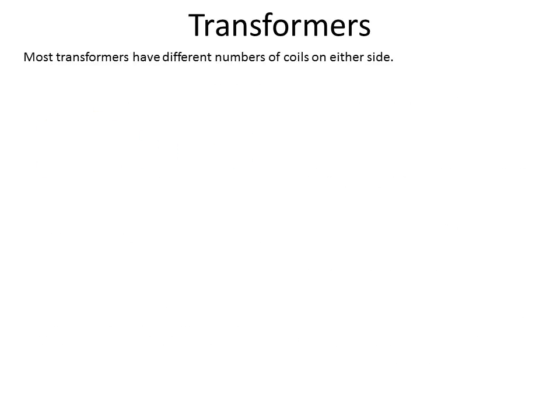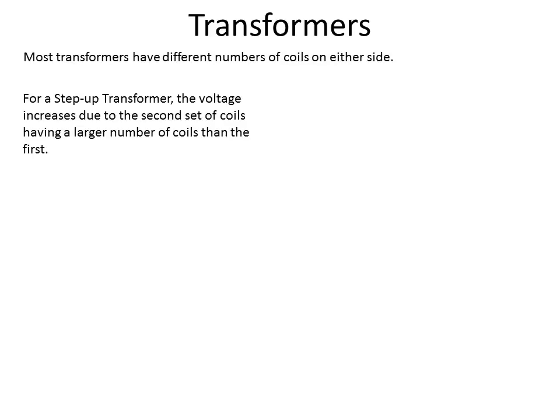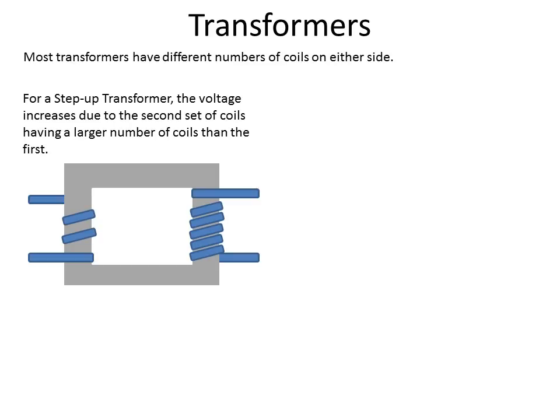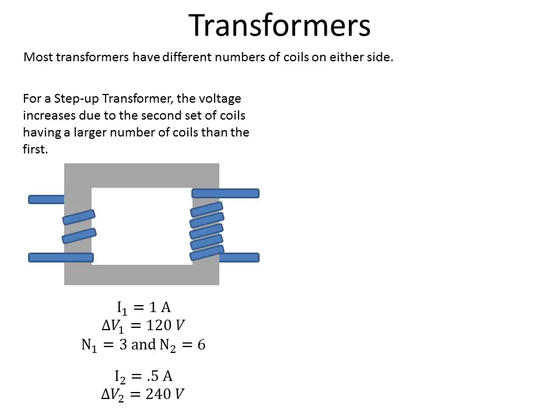Most transformers that we have don't have the same number of coils on both sides. They actually have different sets of coils. So we'll define what we call a step-up transformer. A step-up transformer is one that has a larger number of secondary coils than primary coils, so the coils that pick up the change in flux are larger in number than the ones that produce the flux. It looks something like this, where we have, in this case, 3 coils here, and 6 coils in this one. So we step up from 3 to 6 coils. For an example, if we have 1 amp coming in on this one and 120 volts, N1 is equal to 3, N2 is equal to 6, and we'll see that as the voltage increases, we'll see a corresponding drop in the current.